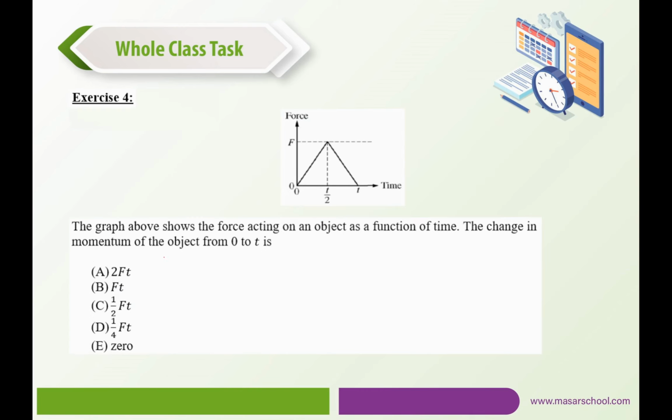Now exercise 4. Before we look at the question, notice it's a force-time graph, so we're either interested in determining the area or the slope. Here in this case, because they're asking us about the change in momentum, related to that would be the area from 0 to t. So the change in momentum delta p would be half base times height. The base is given by t, the height is given by F, so half Ft, which makes C the correct answer.